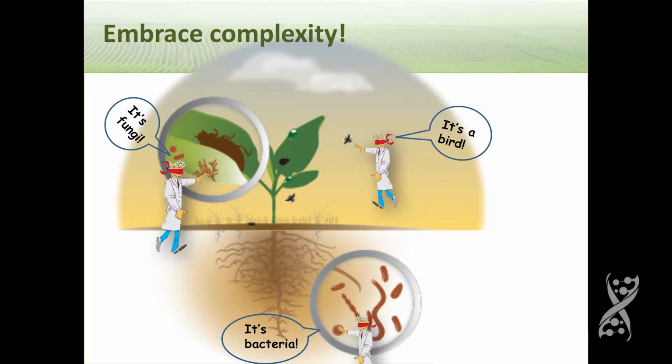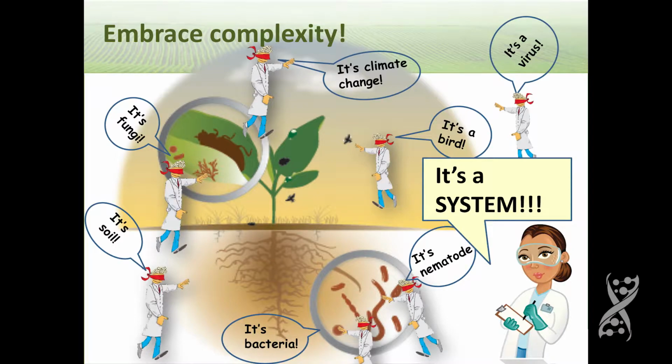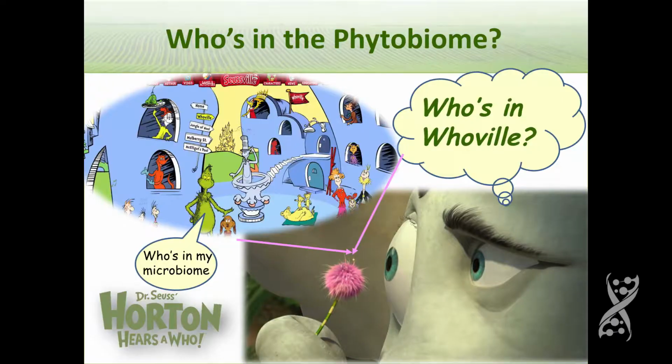And so we look at this interaction and we say, well, maybe it's a bird if we look at just the birds that are flying around, or maybe it's a fungus, or maybe it's bacterial that is the reason for the interaction response or the phenotype that we're seeing, or maybe it's nematodes, or maybe it's soil, or maybe it's even a virus. But really, we need to think about this as the whole system, because in the environment, a plant doesn't just interact with one bacteria or one fungus or one insect. So with that complexity in mind, I want you to think about even deeper who's in that phytobiome.